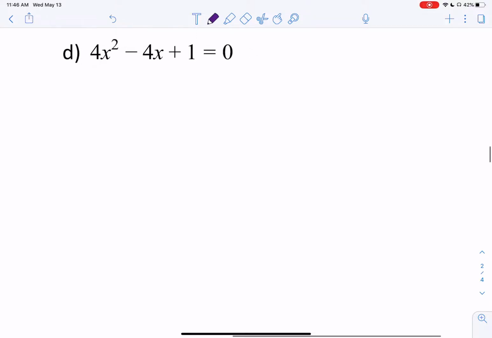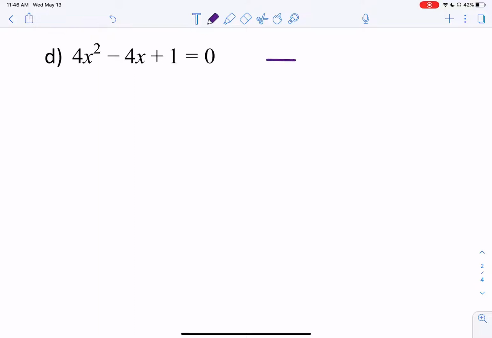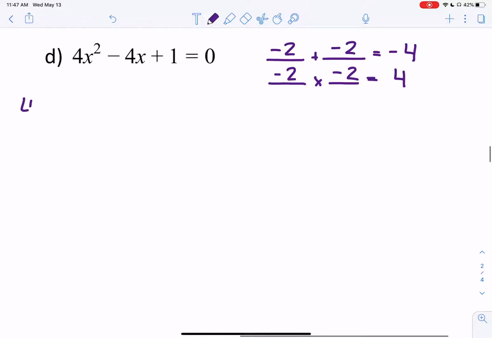Next one here. I first start by seeing if there's anything I can common factor. I can't, so now I can factor this. I need two numbers that add to my middle number and two numbers that multiply to a times c. So now if I think of my two numbers, I'm going to have negative 2 and negative 2. So we'll write those in. Instead of writing that negative 4x, we're going to write negative 2x, negative 2x.